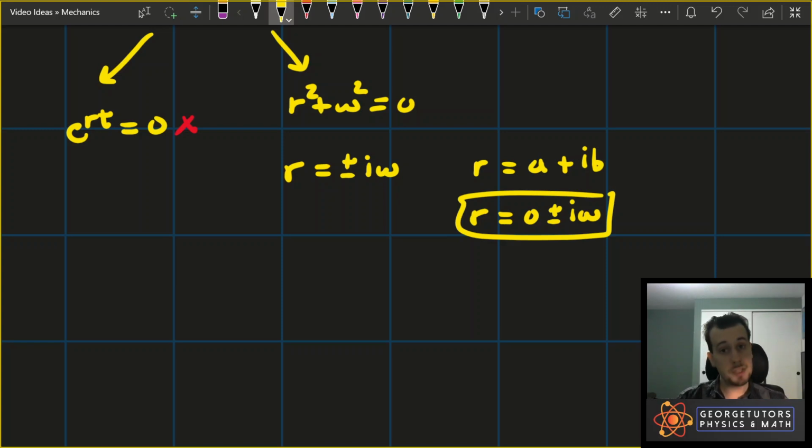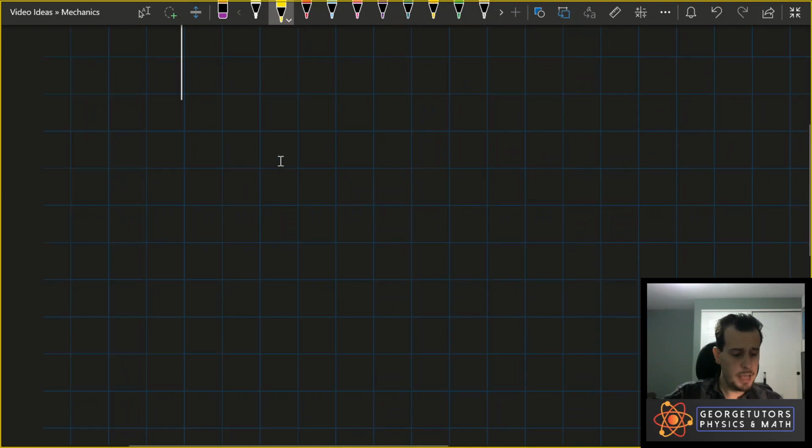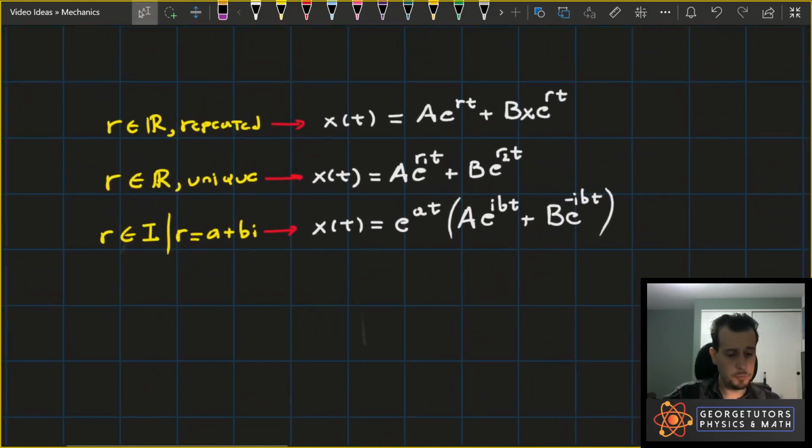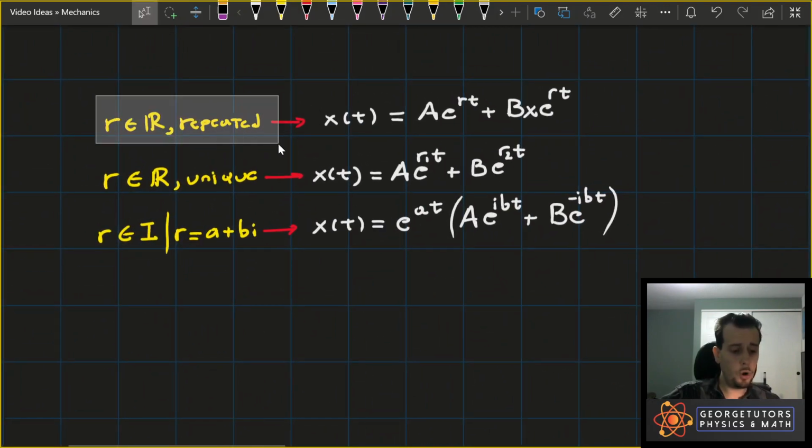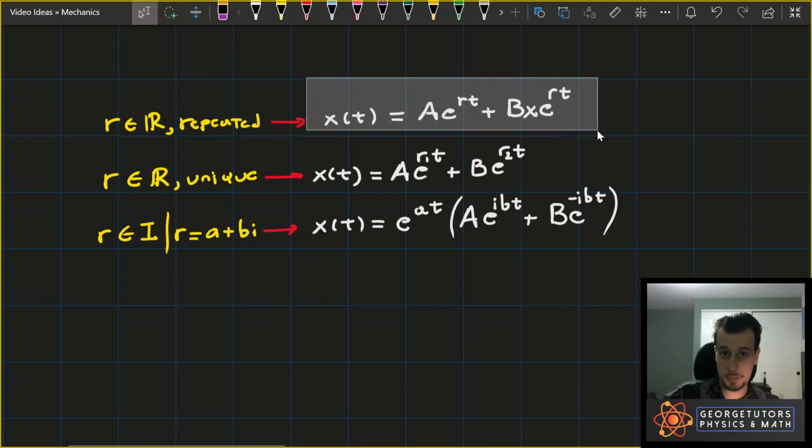Well, if you've studied differential equations at all, and you've seen this class of differential equations, you know that there are only 3 scenarios that you can get based on the value of r here. 3 scenarios for x of t. And those scenarios I've outlined a little bit further down here in the problem. So you can have r values that are real numbers and repeated, the roots are repeated, in which case the form of x of t would be this.